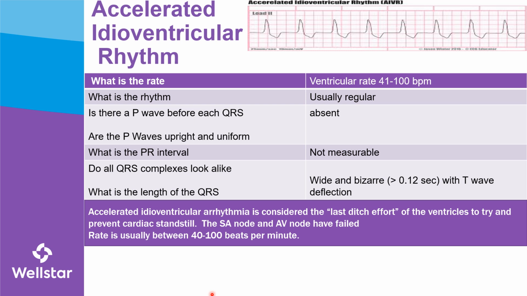The accelerated idioventricular rhythm is considered the last-ditch effort of the ventricles to try and prevent cardiac standstill. The SA node and the AV node have failed. The rate is usually between 40 and 100 beats per minute.